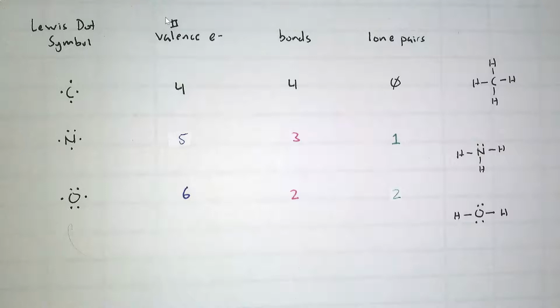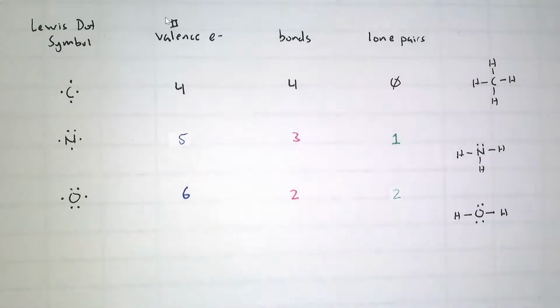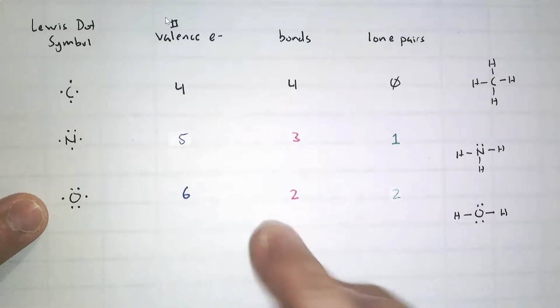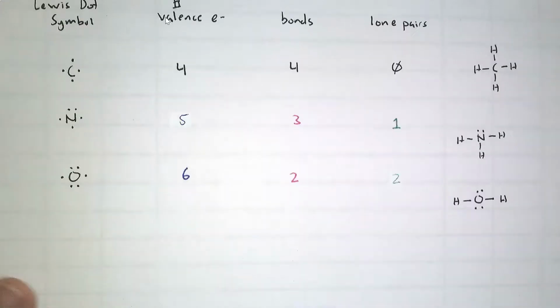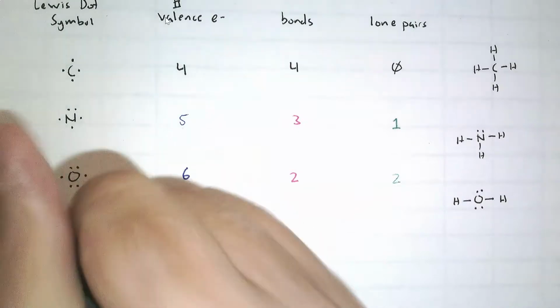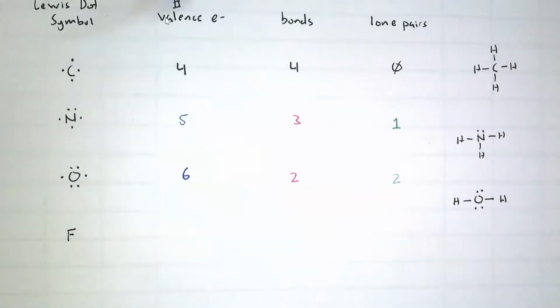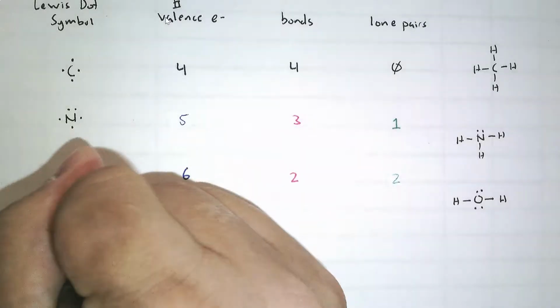Am I saying that you have to memorize this table? No, I'm saying that you can create this table based on these molecules, and eventually this table will be intuitive. You will say that oxygen, when it's neutral, has 2 bonds and 2 lone pairs. Let's go to fluorine next on the periodic table. Fluorine has 7 valence electrons: 1, 2, 3, 4, 5, 6, 7.